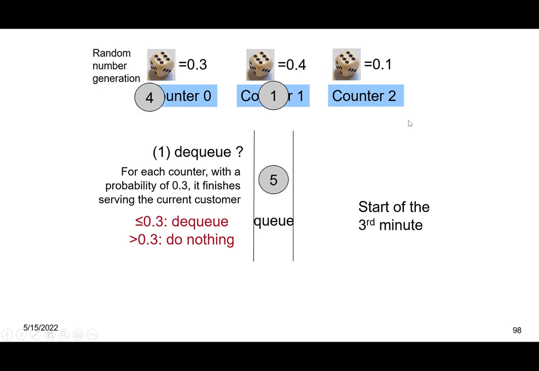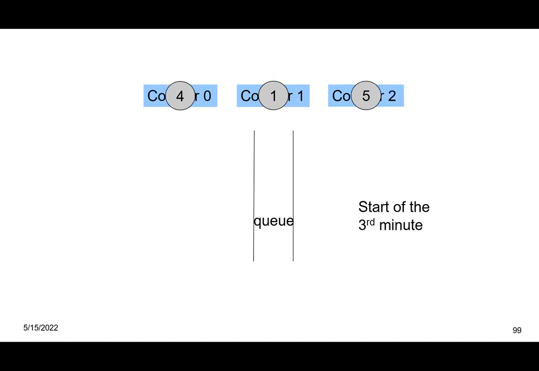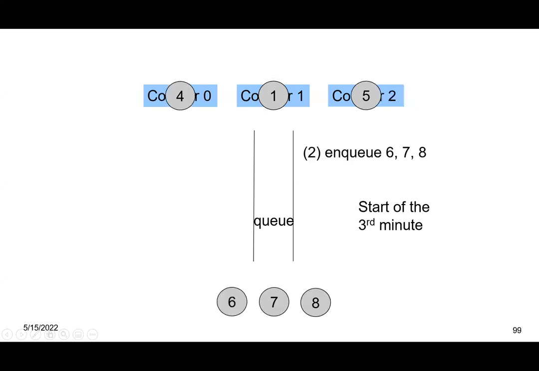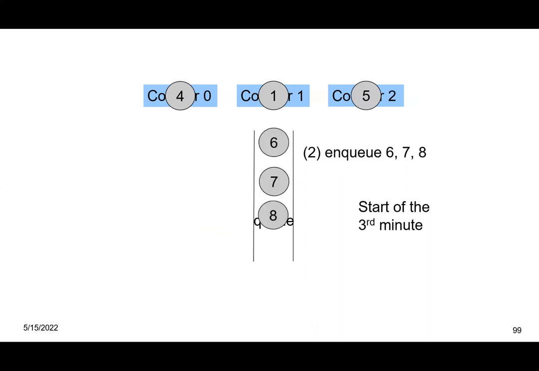Then the second step, you enqueue the newly arrived customers first. 3 more customers, and then check which counter is empty. So counter 0 is empty, you put customer 4, counter 2 is also empty, you put customer 5 there, right? And then there are 3 more customers inside. So you go to the start of the next minute, then you enqueue 3 more customers. And then basically, this is the process of the simulation.